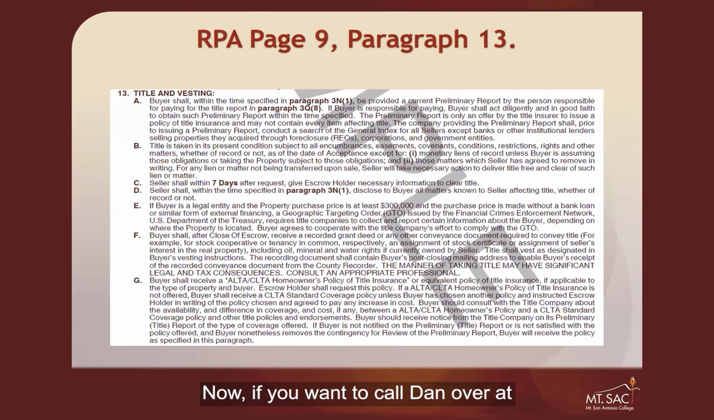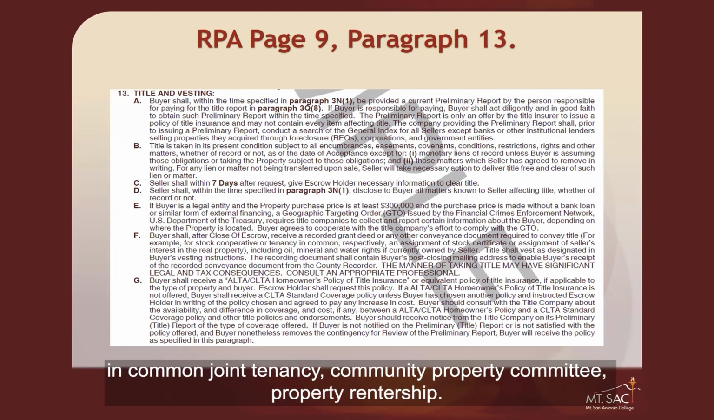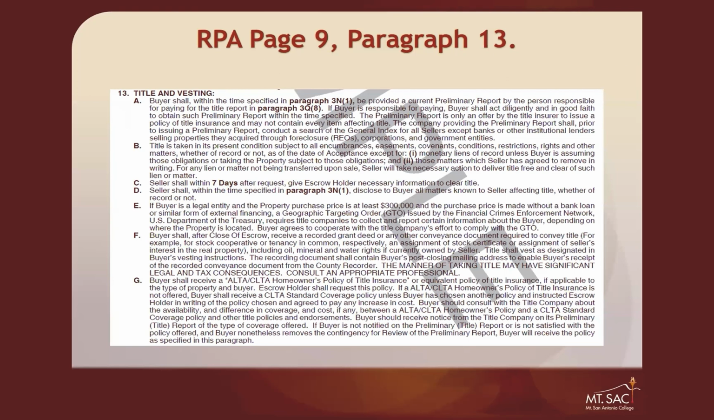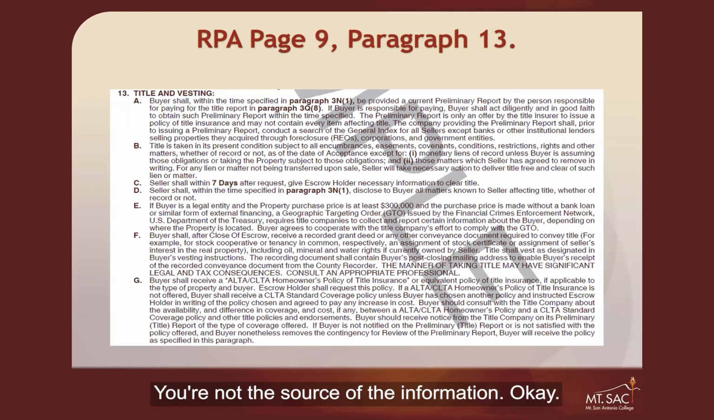Now, if you want to call Dan over at Fidelity Title, they have that cool little card sheet that shows the various ways of holding title: tenants in common, joint tenancy, community property with right of survivorship. You want to give that to your buyer, that's great. The buyer doesn't like the way they took title, they can sue Fidelity, right? Can't sue you. You're just the conveyor of information. You're not the source of the information, okay?